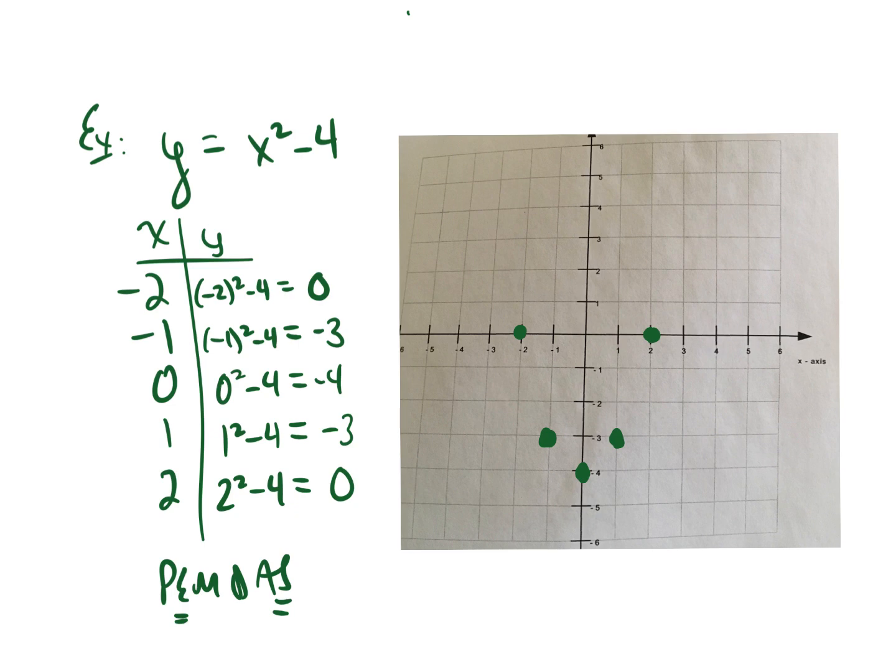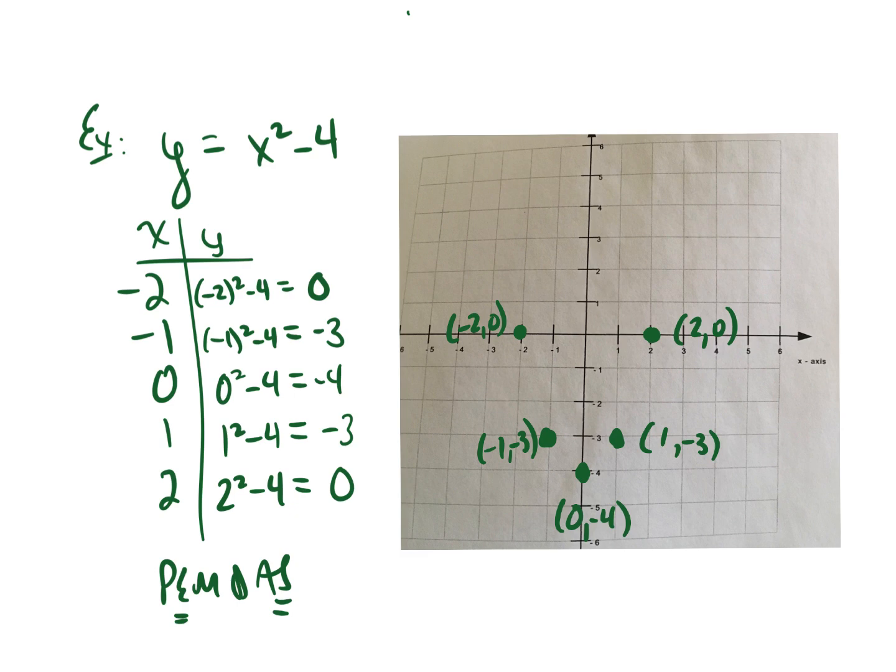Now, I won't do this every time, but I'm just going to identify those. So that's left 2, don't go up or down. This one is left 1, down 3. This one is stay in the middle, go down 4. This one's right 1, down 3. And this point is right 2, don't go up or down. All right, so those are our 5 points.